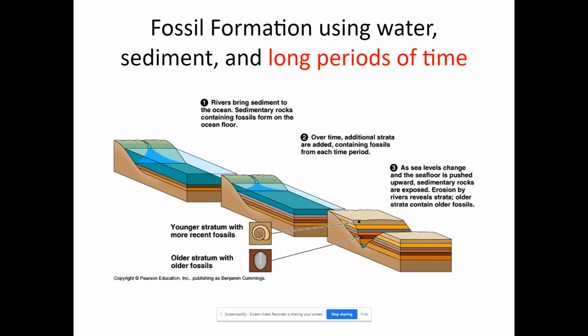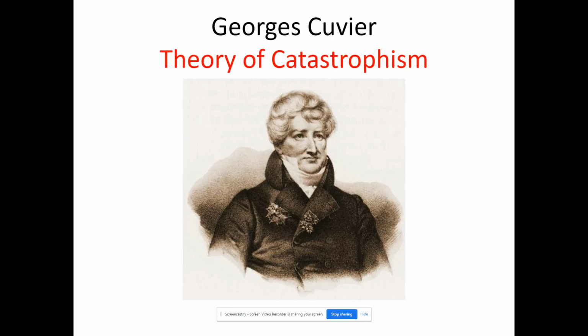But what Cuvier said is that actually what's going on is you would notice at certain levels there would be a vast amount of creatures that would be dead at certain levels. And so he theorized that what led to these sudden disappearances were these big catastrophes. And so he had this theory of catastrophism.